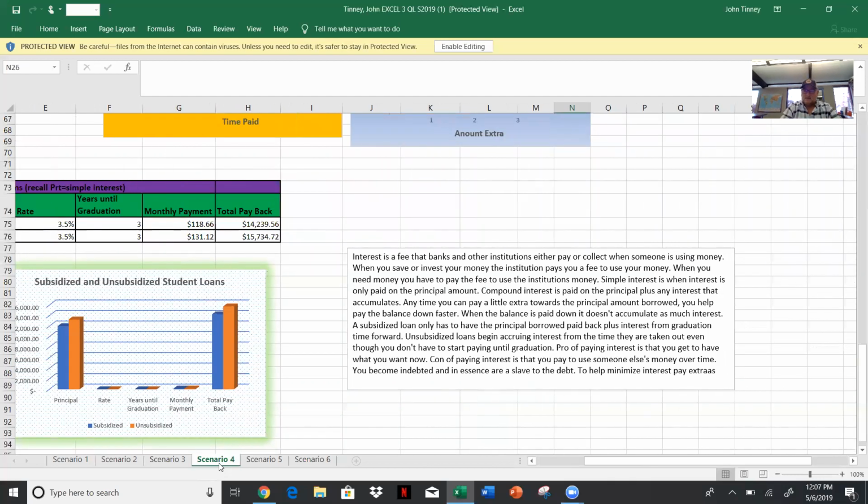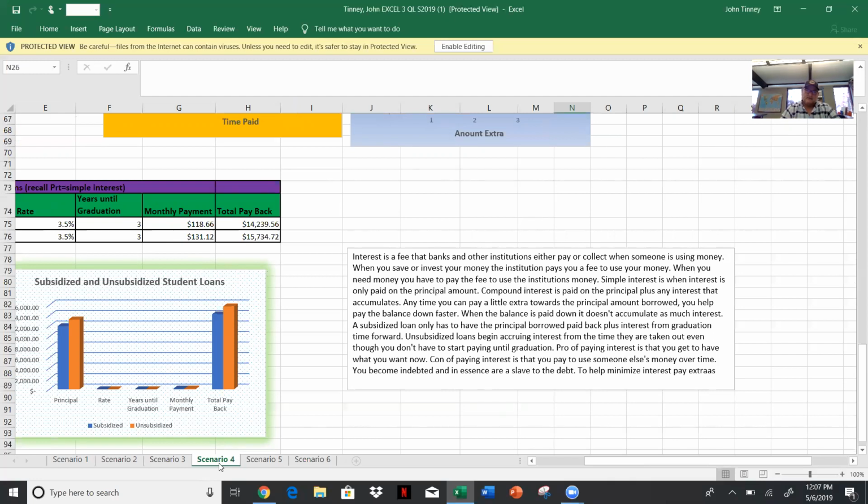So the pro of paying interest is you get to have what you want right now. Like if you have to borrow money to get a car or a motorcycle or a four-wheeler or anything like that, you can get it right this minute, and you just have to pay a fee to do that. The con is that you have to pay to use that person's money over time.